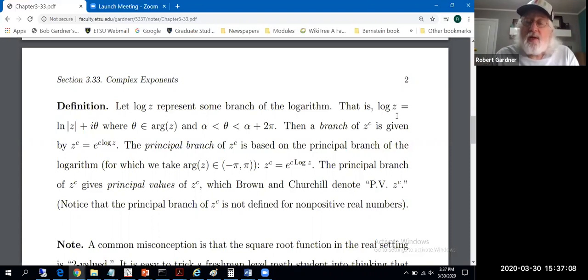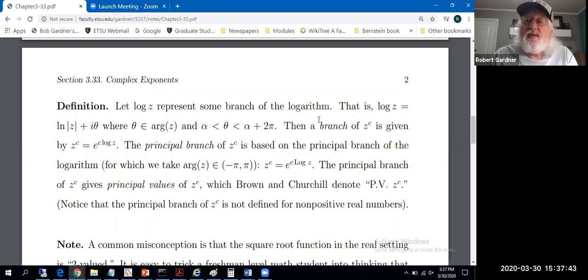Specifically, we're talking about log z equals natural log of the modulus of z plus i theta, where we choose the argument theta to be in some particular range of width 2 pi, between alpha and alpha plus 2 pi. In a section or two back, we went through what that means, even geometrically. It means a branch cut, for one thing. So this function is not defined for complex numbers whose argument equals alpha or is coterminal with alpha.